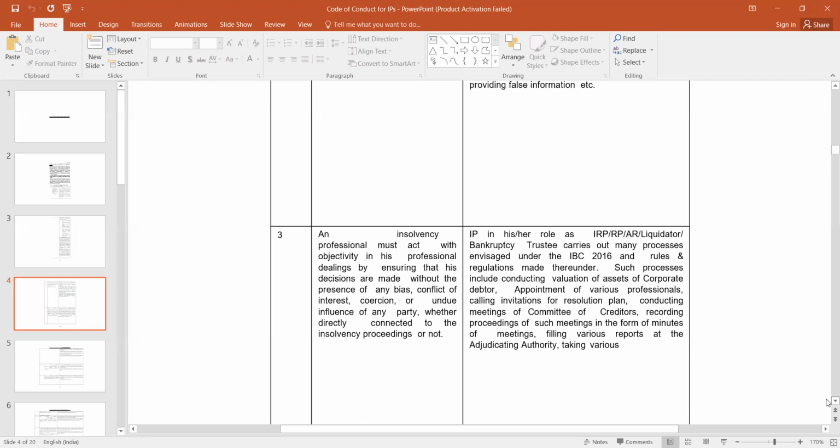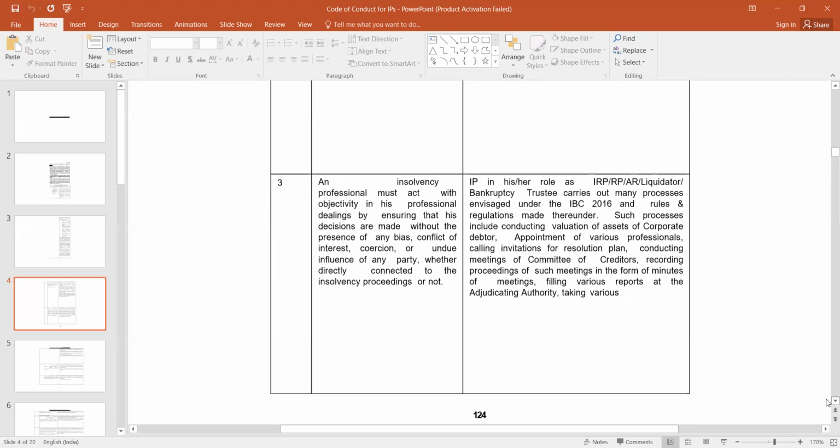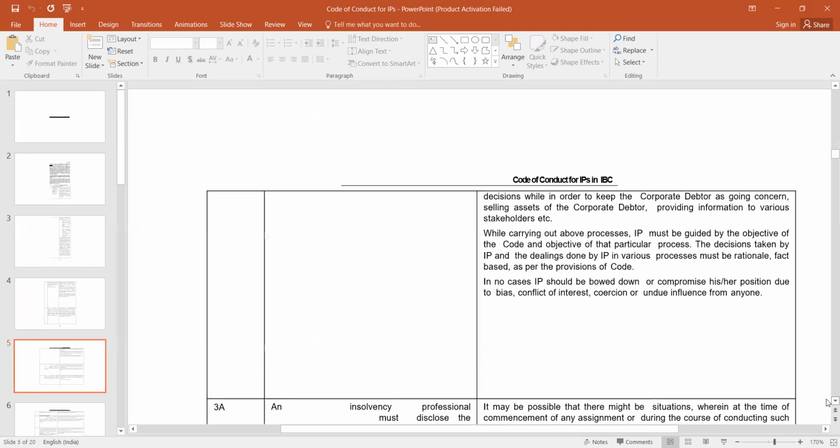Because you have to carry out many processes, and such processes include conducting valuation of assets of the corporate debtor, appointment of professionals, calling invitation for resolution plan, conducting meetings of committee of creditors, recording proceedings of such meetings in the form of minutes of meetings, filing various reports at the adjudicating authority, taking various decisions in order to keep the corporate debtor as a going concern, then selling assets of the corporate debtor, providing information to various stakeholders. So in all these actions, definitely all these traits will be observed in the duties which you are expected to perform in various capacities.